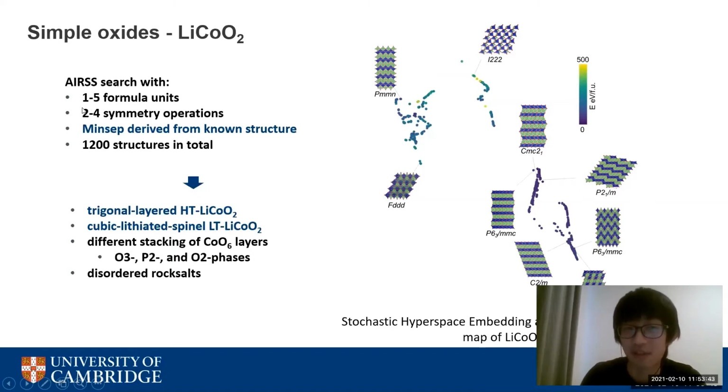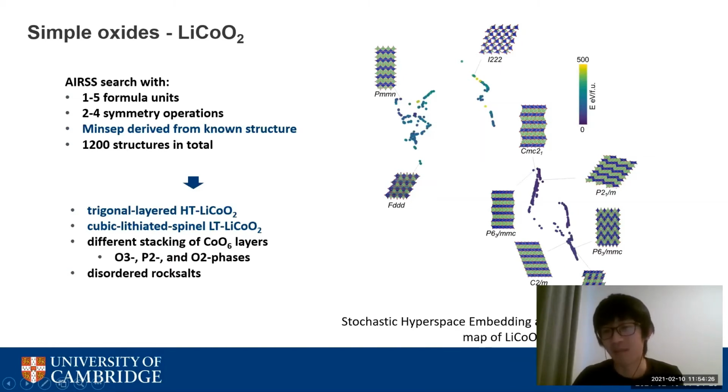And we also have some constraints on the search space. First, we constrain the crystal structures we generate to have 2 to 4 symmetry operations. And we also set the minimal distance between atoms using values derived from the known structure. I will talk about how we can derive it if we don't know any structure. So in total, we searched for about 1,200 structures for this composition. And here is the result. The result is shown in this SHEAP map, which is the stochastic hyperspace embedding and projection map.